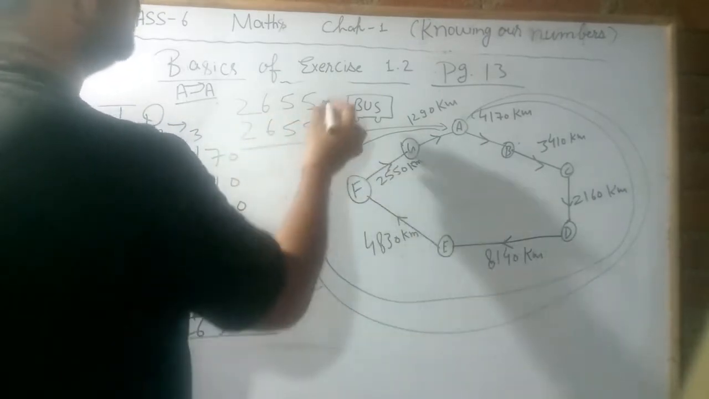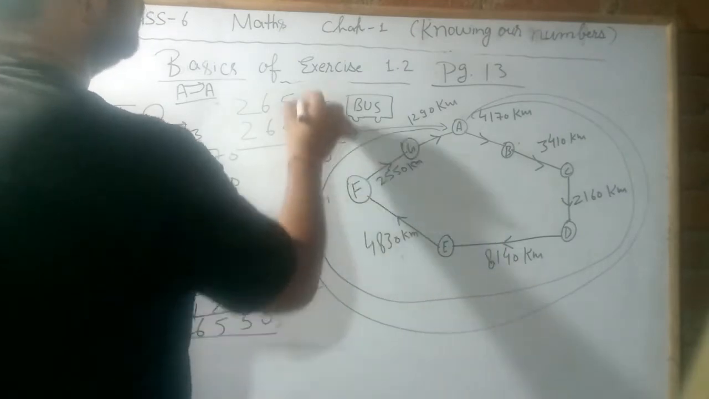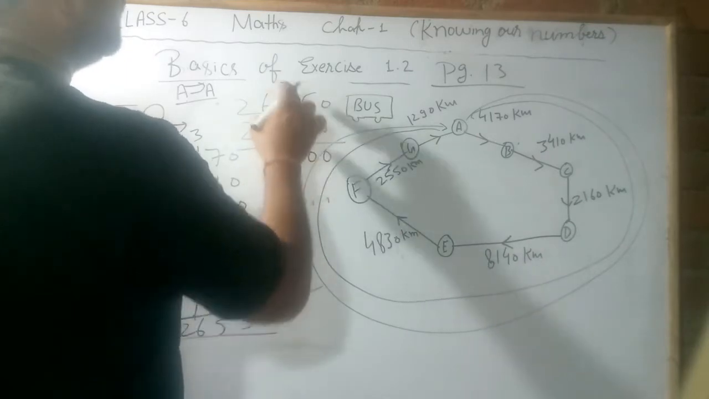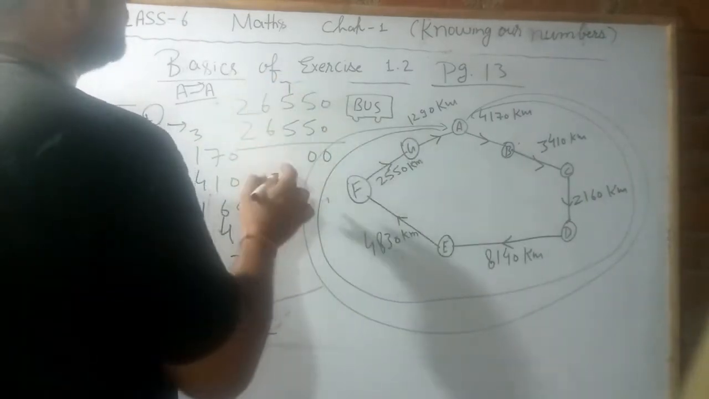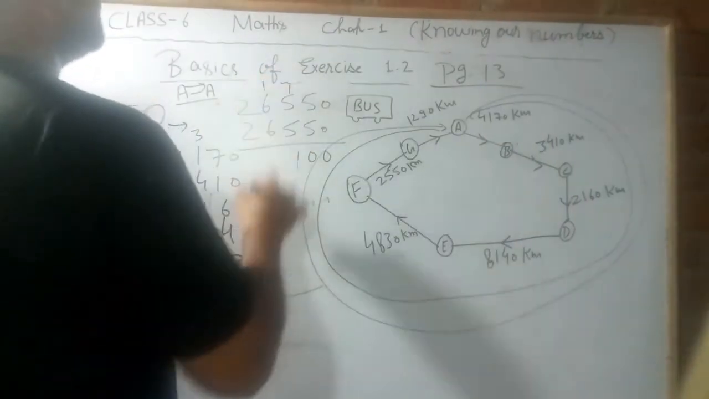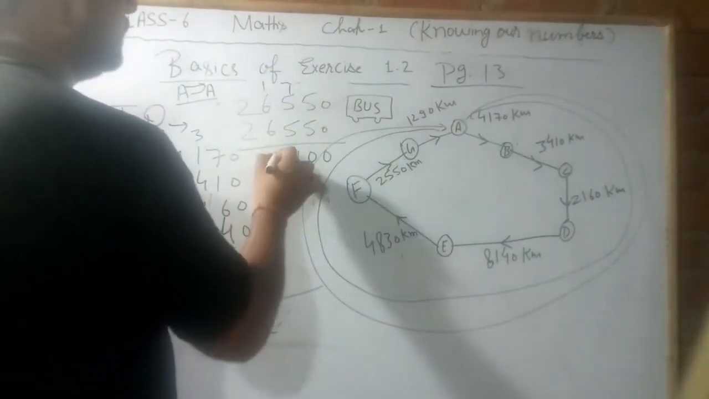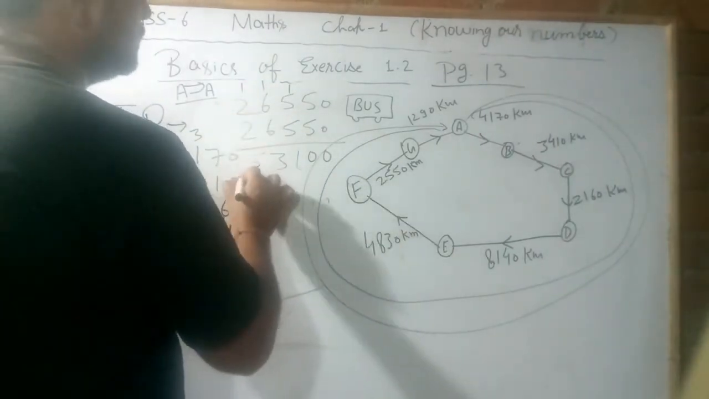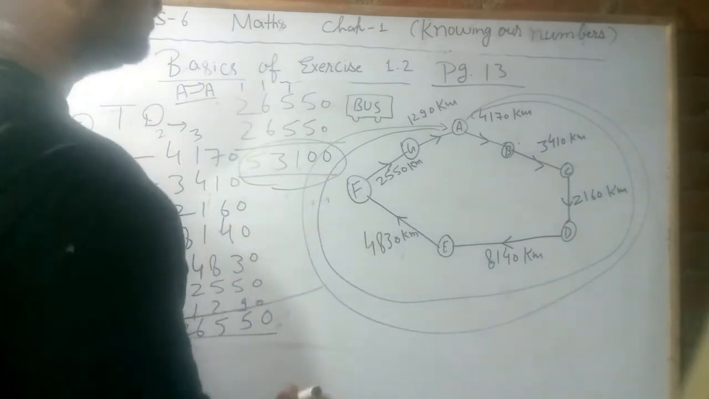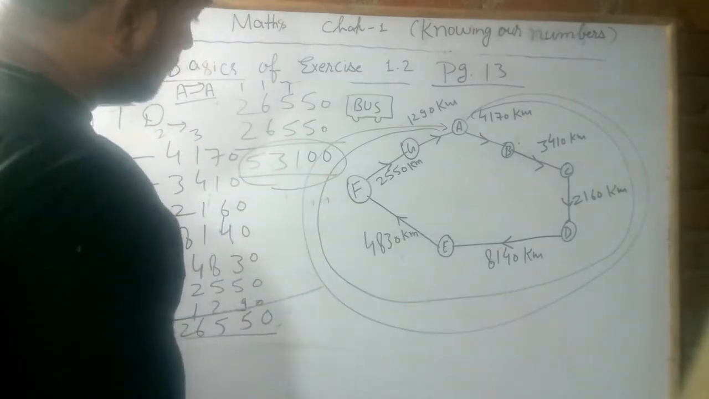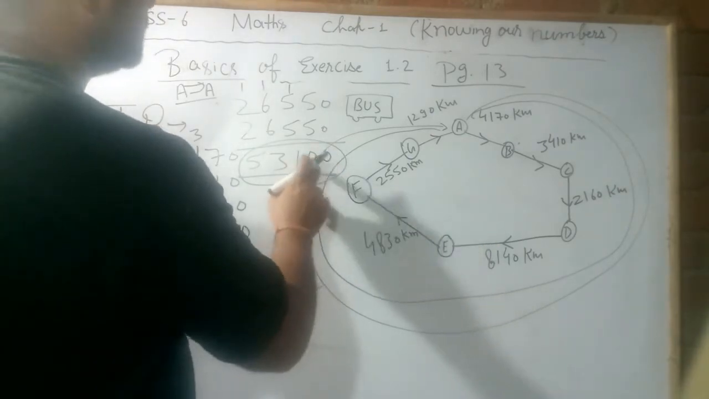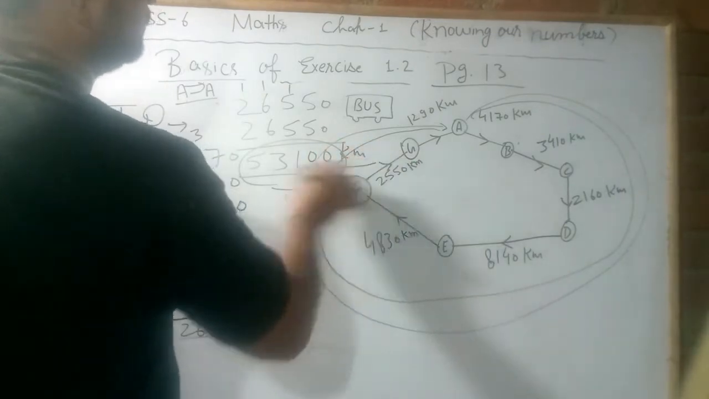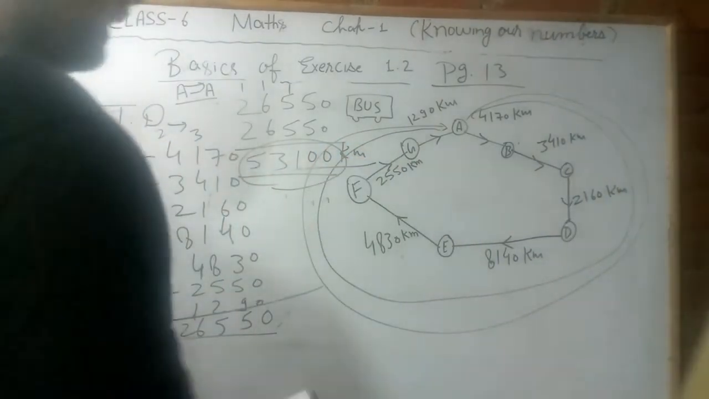26,550 plus 26,550. 0 plus 0, 0. 5 plus 5, 10, 0 will come over here and 1 is carry. 5 plus 5, 10, 10 plus 1, 11, and 1 is carry. 6 plus 6, 12, 12 plus 1, 13. Now 1 is carry. 2 plus 2, 4, 4 and 1, 5. The total journey covered by the bus going and coming back is 53,100 kilometer total. Okay. Now next question.